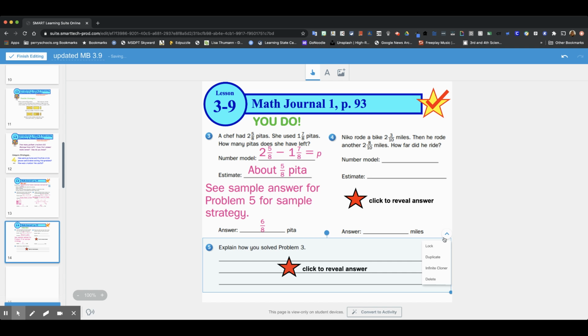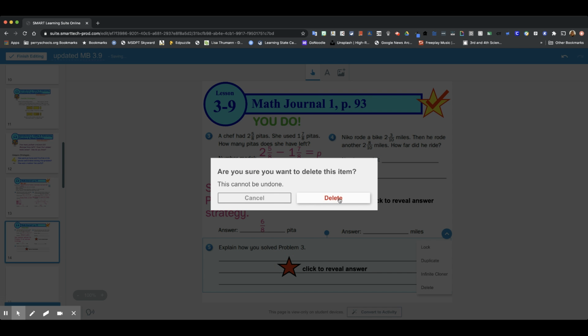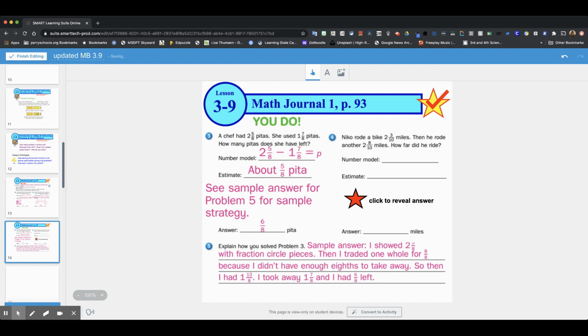So let's take a look at how they solve this. So a sample answer for solving this would be showing that 2 and 5/8 with fraction circle pieces. Did you have to use fraction circle pieces? No, this is just an example. Knowing that we didn't have enough eighths to take away, so when we had that 1 and 13/8, we took away 1 and 7/8 and got 6/8. So what they did here was that they turned 2 and 5/8 into another mixed number.